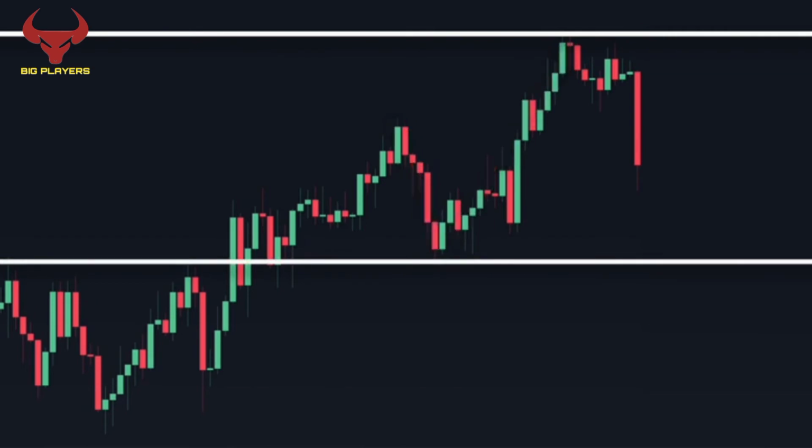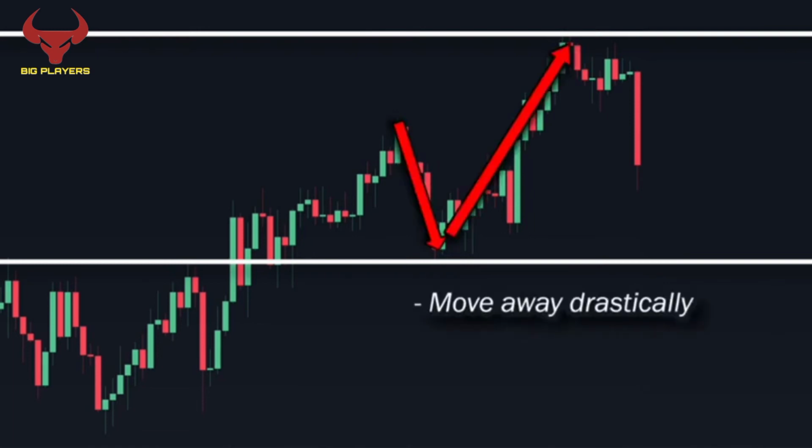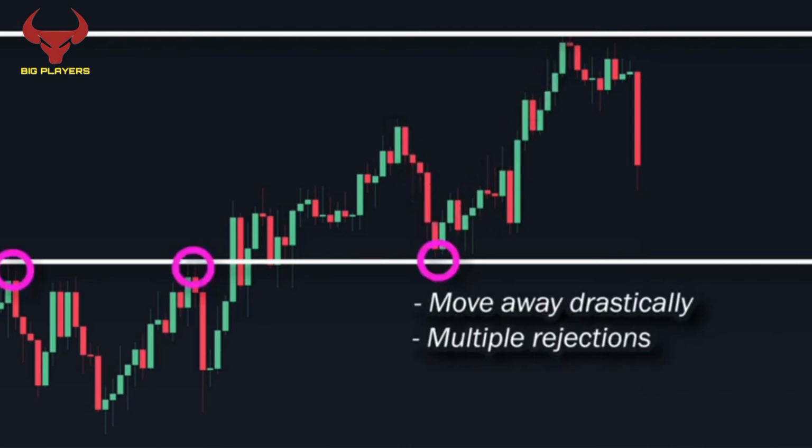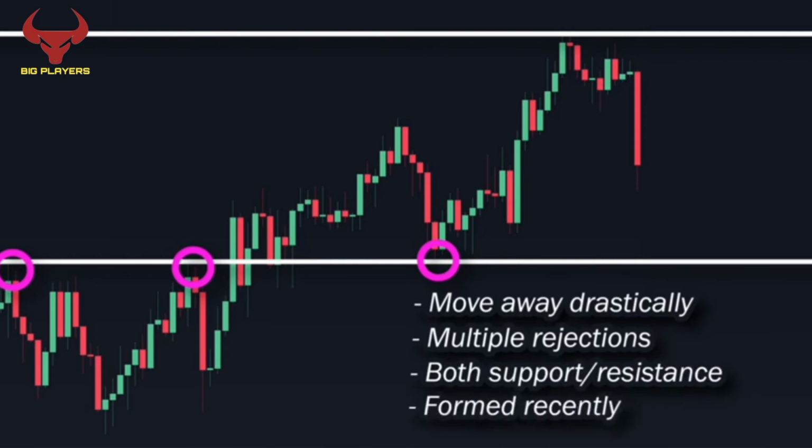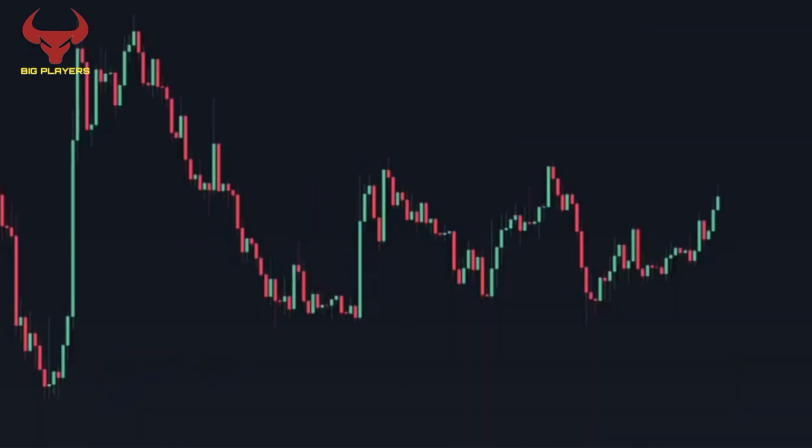So let's see which criteria this level fulfills. First, the price moved away drastically from a point of swing low. Next, there are multiple rejections within this area. And also, this line can be both support and resistance at the same time. Lastly, the levels were formed recently. So let's move on to another chart.